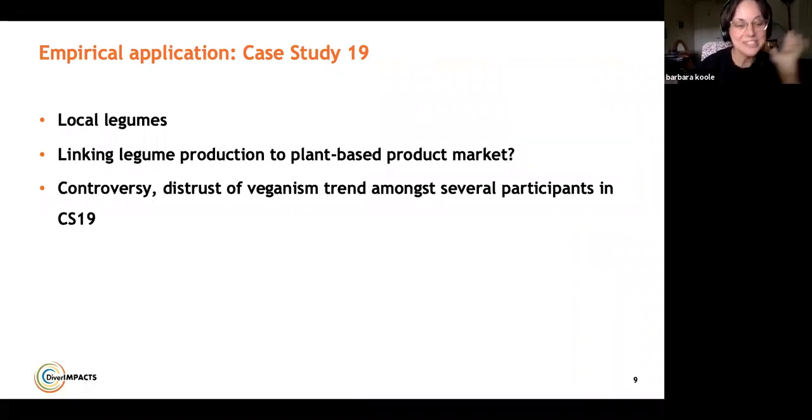So that was the theoretical and methodological part. Now we'll go to an empirical application in case study 19, which is focused on local legumes in Skåne, the southernmost province of Sweden. And this is a case study that, as all DiverIMPACTS case studies, focuses on diversification, but in this case specifically on the promotion of incorporating more local legumes in the crop rotations in the region, as well as in the local consumption patterns in the region.